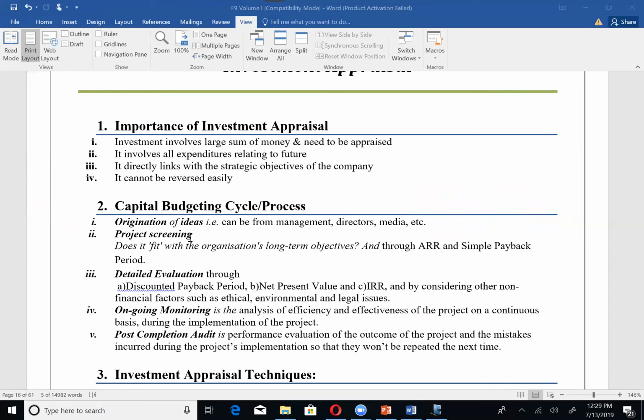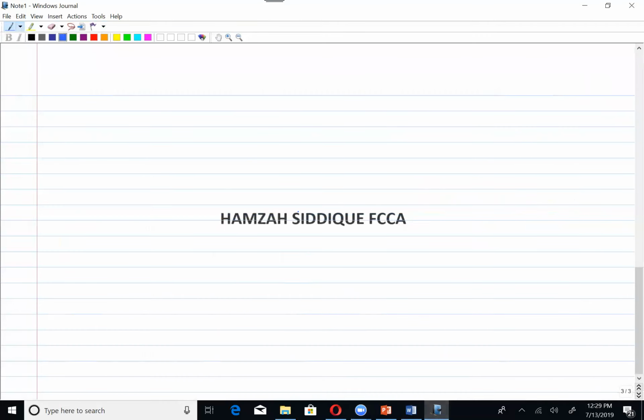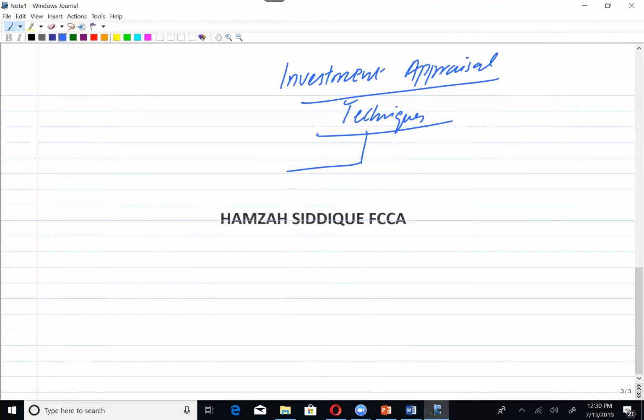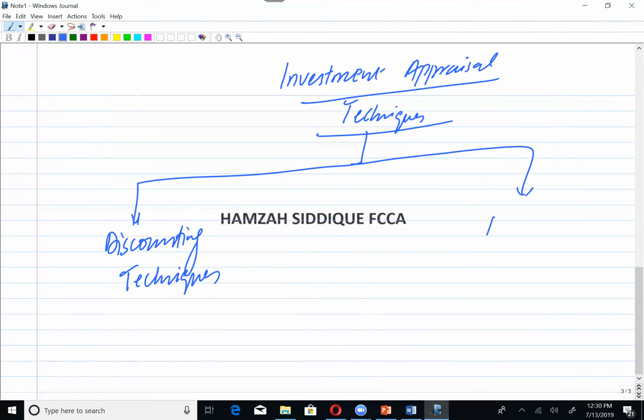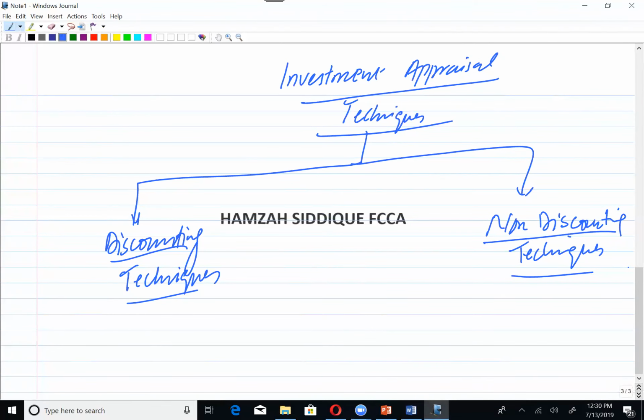Now, next. Students, next is investment appraisal techniques. Let us talk about it on the board now. Investment appraisal techniques: how to appraise and evaluate investment. There are two types of techniques. One is called discounting techniques, the other non-discounting techniques. The techniques in your syllabus can be classified into these two types.